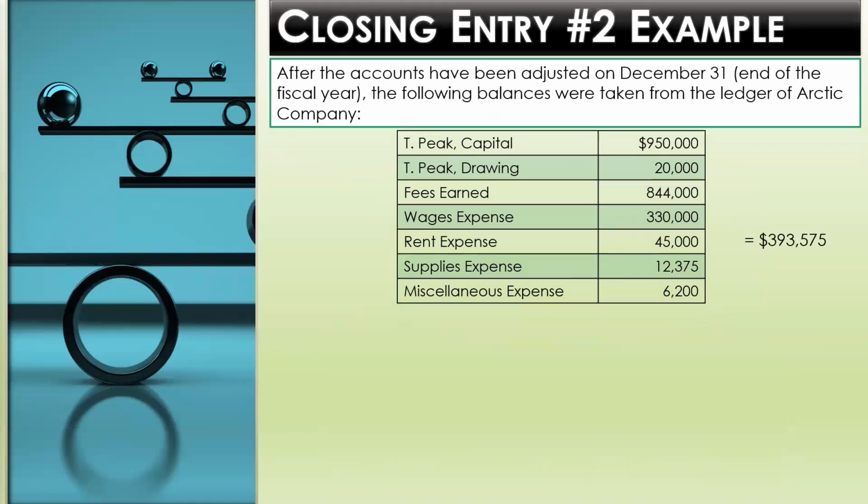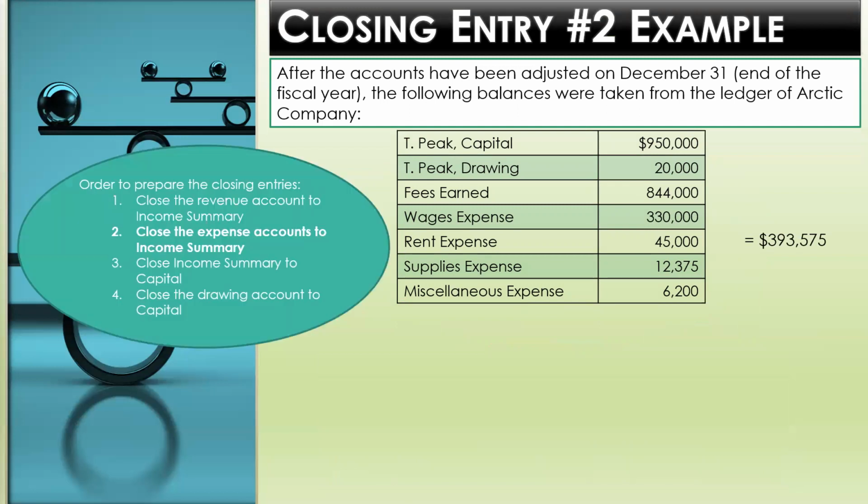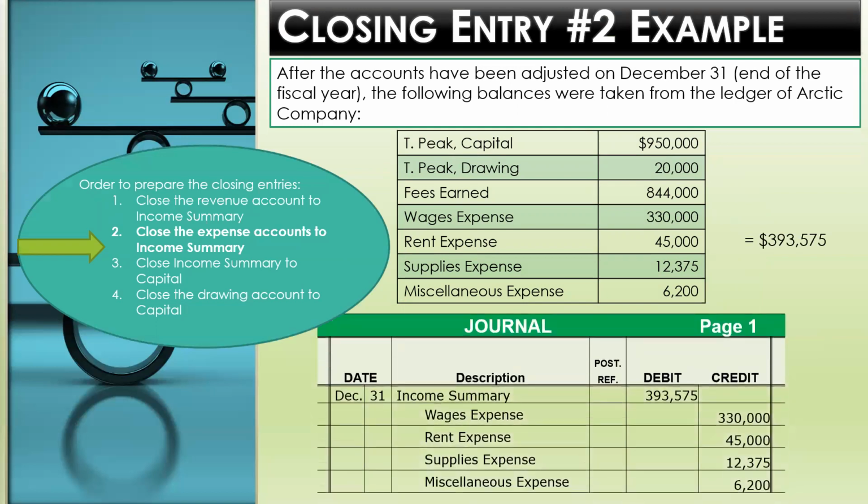Closing entry number 2 example. Closing entry number 2, we will close all of the expense accounts to the income summary account. This is what the journal entry looks like. Enter the date December 31. The debit is to income summary in the amount of $393,575. Where did I get this amount? Well, that's the amount of all of the expenses added together. All of those expenses will be a credit in this journal entry.